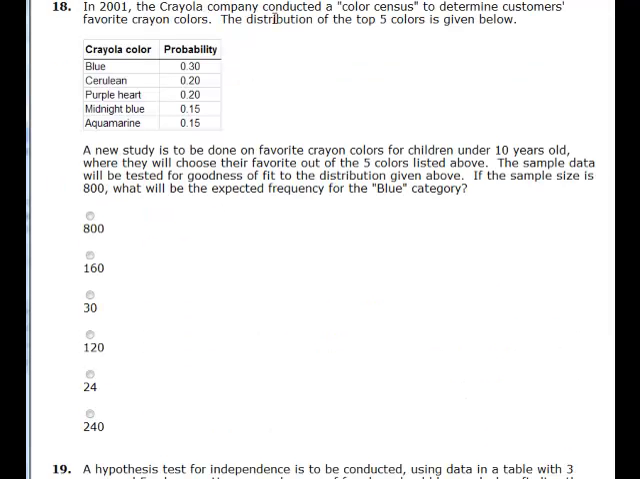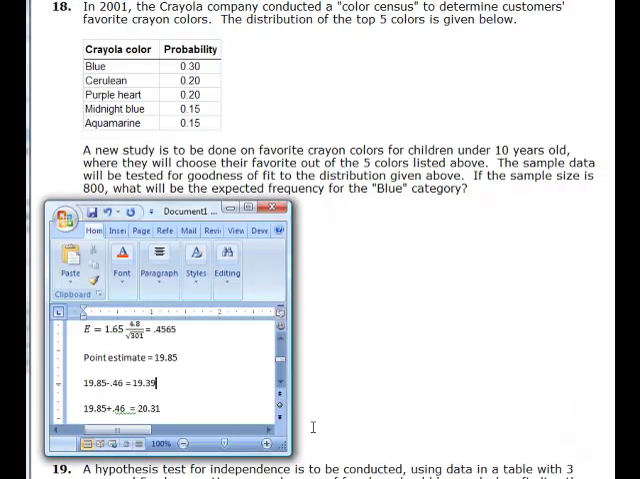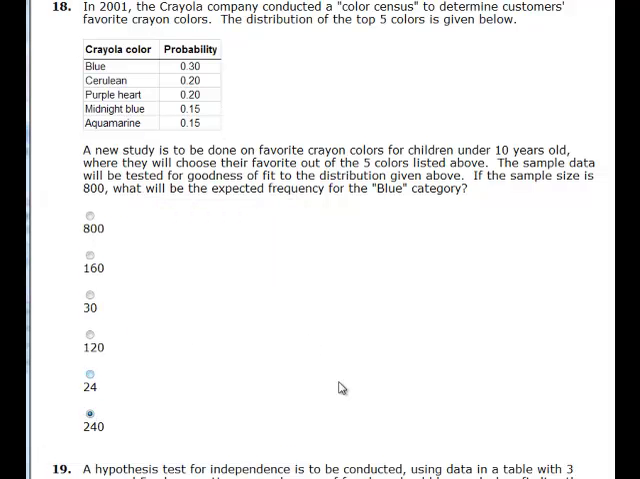Okay, now we have the top 5 Crayola colors and the probabilities for each one. So we have our distribution, and we would test sample data for goodness of fit to the distribution that we have. So the question is, if the sample size is 800, what would be the expected frequency for the blue category? All we're doing for expected frequencies is taking our sample size of 800 times the given proportion for that category. So we would be taking 800 times 0.30, and that would give us 240. So there's our correct answer.